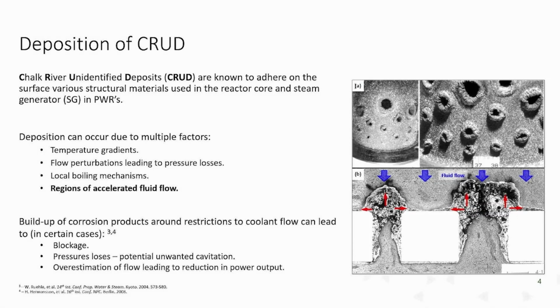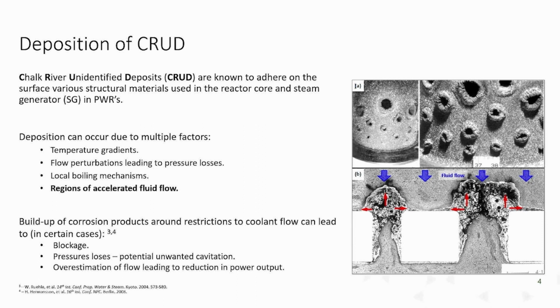As this iron and nickel dissolves into the coolant and is carried with the coolant flow, it can deposit in certain preferential regions, and this is what first coined the term CRUD. It stands for Chalk River Unidentified Deposits, which is where it was first seen, in the Chalk River reactor in Canada. It can deposit due to various conditions: temperature gradients, flow perturbations that cause pressure contractions, or heat transfer or boiling mechanisms that happen particularly on the fuel rod surface. The one that I'm going to focus on today is these regions of accelerated fluid flow.